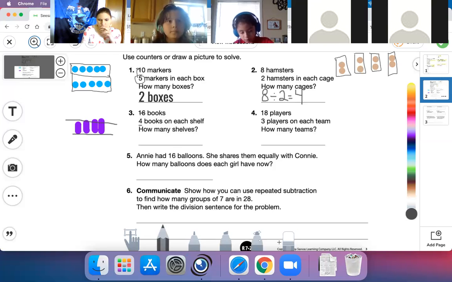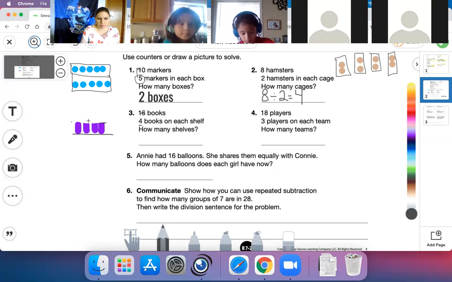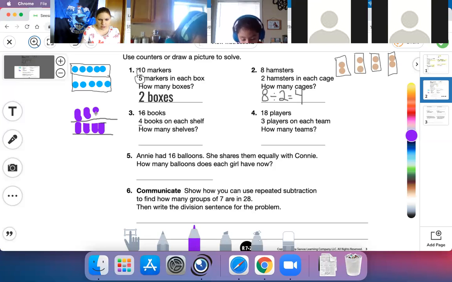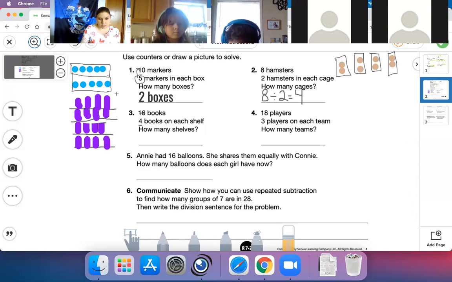Okay, and then we build another shelf. Let me see if I can draw some better lines here, you guys. There we go. And then I've got 5, 6, 7, 8 books. Another shelf. 9, 10, 11, 12 books. They're going to need another shelf, but I'm going to build it down here. 13, 14, 15, 16. So I have 16 books on these shelves.